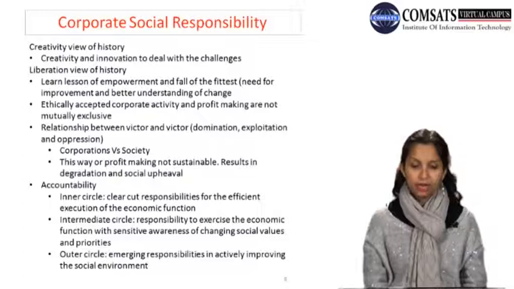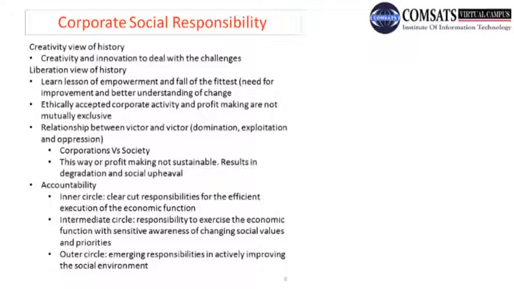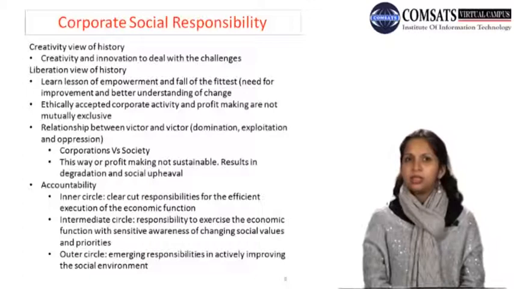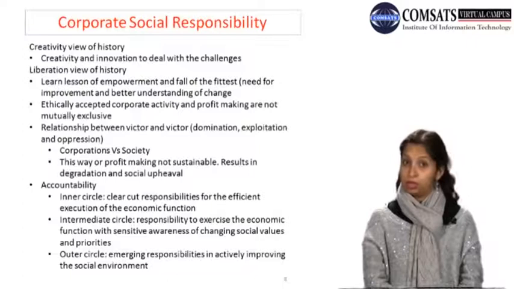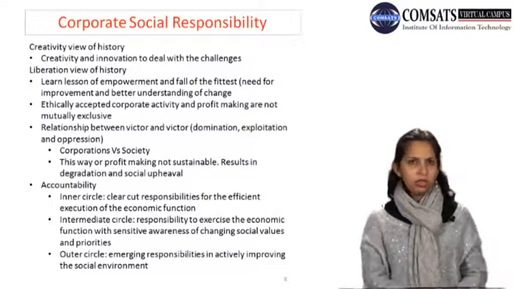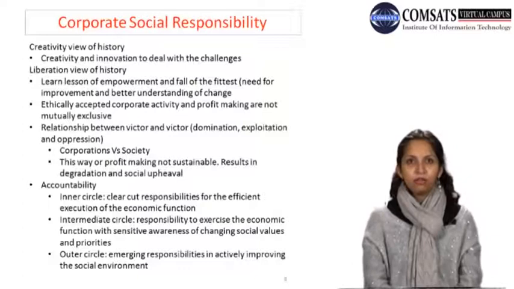When we talk about accountability, there are three basic types and three basic aspects, or three basic scopes of accountability. The very first one is called the inner circle. Inner circle is clear-cut responsibilities for the efficient execution of the economic function. Inner circle accountability is when the company is doing what it is supposed to do. And what is it supposed to do? It is supposed to make profit. So when the company is very clear about its responsibilities, it knows exactly and specifically what it has to do, and that is profit making, that is what is called the inner circle of accountability.